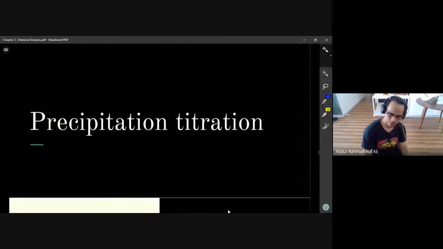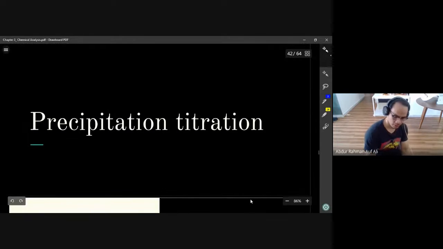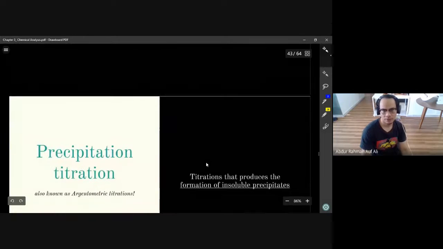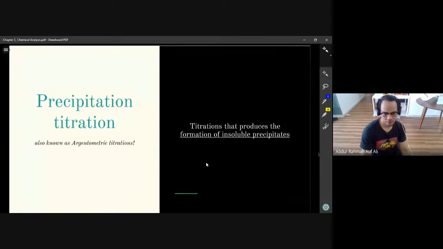Okay, so Precipitation Titration. Alright, what is Precipitation Titration? Kalau kita tengok dalam acid-base titration, we are observing the reaction between acid and base. Kalau kita tengok Redox titration, we are observing reaction between two substances exchanging electrons, transfer of electrons. Okay, one electron can go from one substance to another. That is redox titration. So what is precipitation titration?